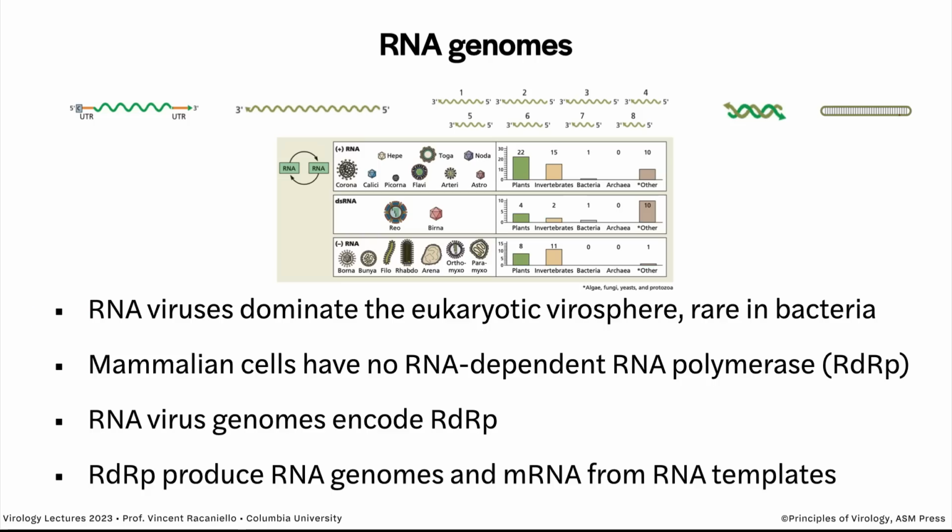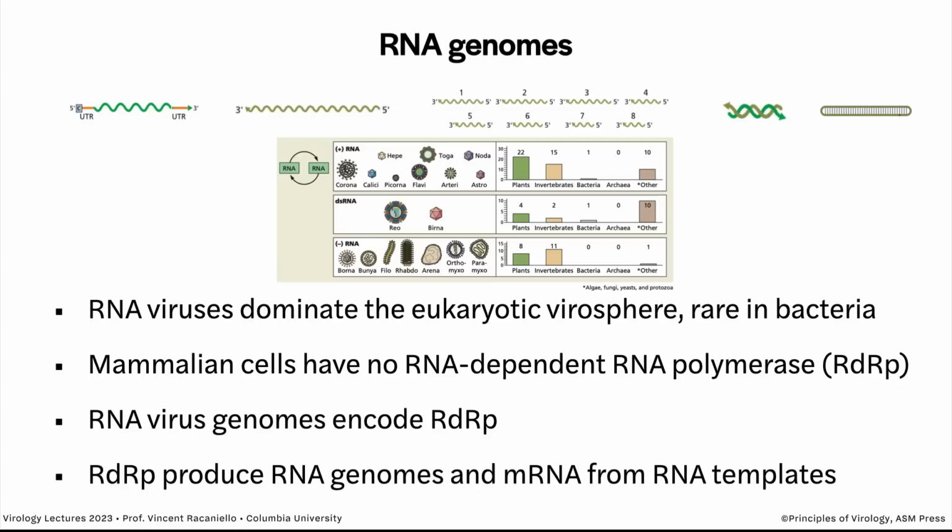RNA genomes. These dominate the eukaryotic virus sphere, and they're rare in bacteria. So this little chart, which is hard to see, shows you 3 different kinds of RNA viruses: plus RNA, double-stranded RNA, and minus RNA. And on the right is a bar graph showing the different families of each in plants, invertebrates, bacteria, archaea, and other, which includes algae, fungi, yeasts, and protozoa. So you can see the plants have a lot of RNA viruses, so do invertebrates, but bacteria and archaea have very few RNA viruses, yet they have lots of double-stranded DNA viruses. Something to do with their evolution, but not quite clear.